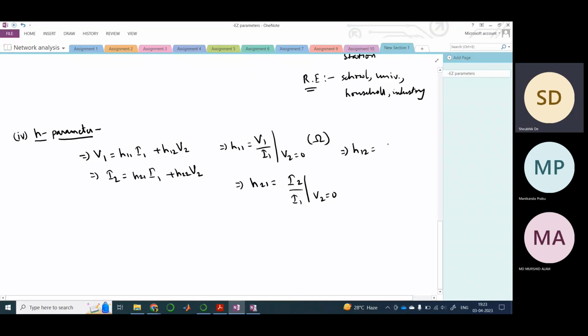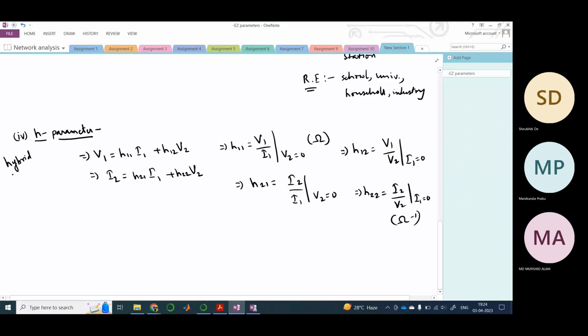What is H12? It is V1 by V2, again with no unit, and this is when I1 is equal to 0, because it's voltage. And finally this is H22, which is I2 by V2 when I1 is 0, and this is ohm inverse. So that is why this has mixed units: ohm inverse, and these two don't have any unit. Therefore the name hybrid parameters has come. And the H matrix is simply H11, H12, H21, and H22.